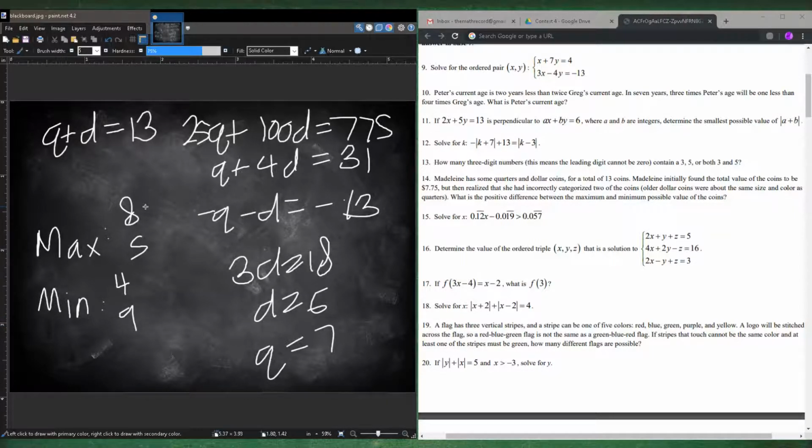So this would be $8, and this would be $1.25. So this would be $9.25. This would be $4, this would be $4, and this would be $2.25. So this would be $6.25. So subtracting them, you get 3. So the answer for number 14 is 3.